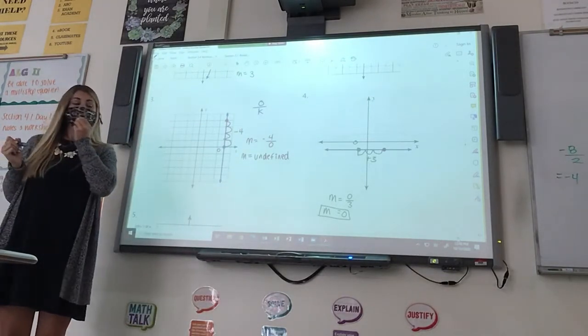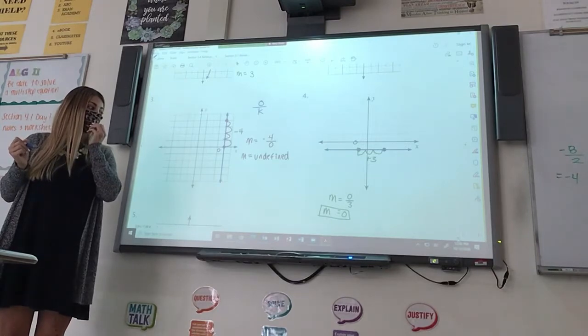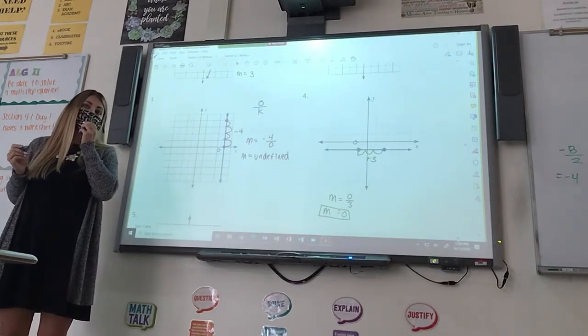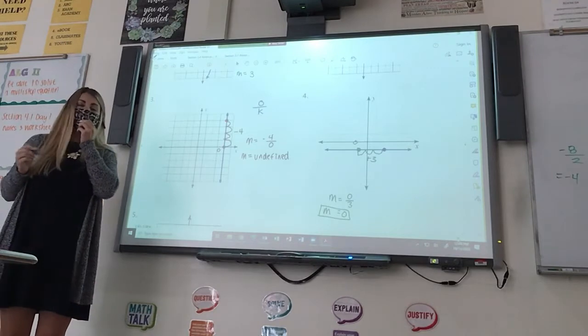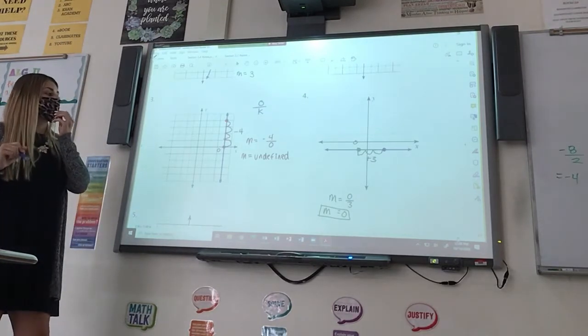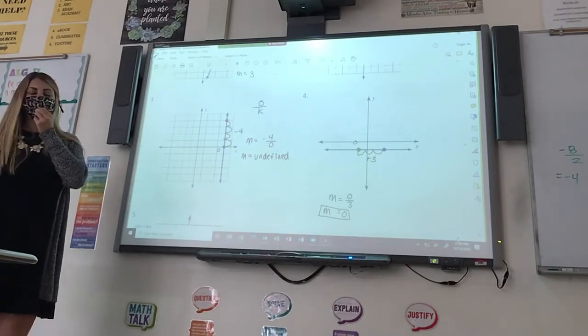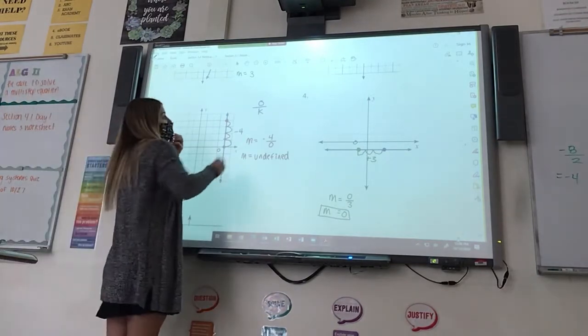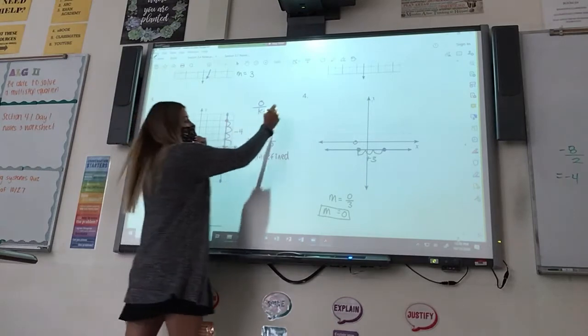Yes, John? Don't you just like put a slash through the zero? That means no solution. Oh, I thought that's what it was. No, that just means no solution. That's from Mr. Reed, he taught us something different. No, that's enough. That's for equations, not for slope.